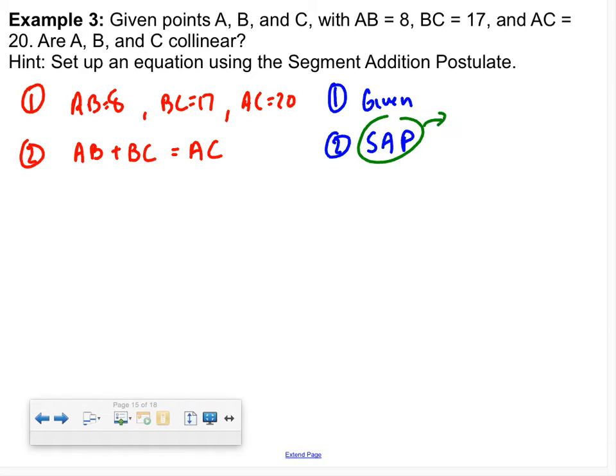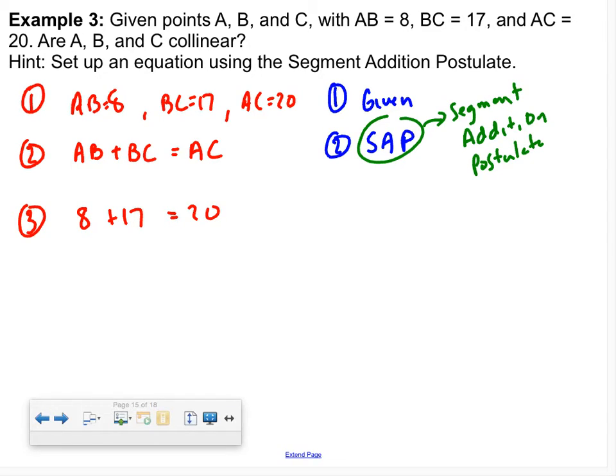So again, if you don't remember, that's the abbreviation for segment addition postulate from the first chapter. So let's substitute the numbers in, because if this is going to be true, then they should add up, right? So 8 plus 17 equals 20. This is the substitution property of equality, we substituted line 1 into line 2.